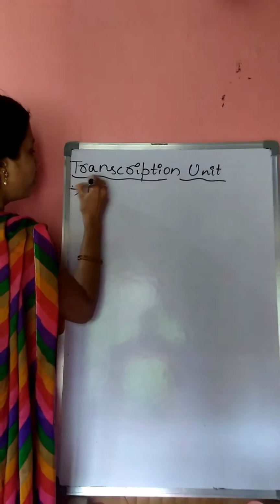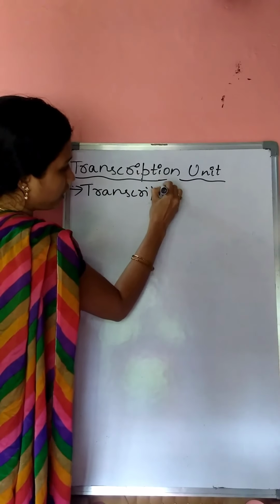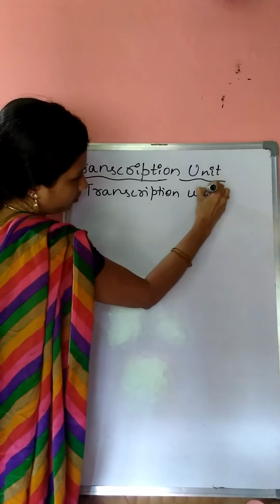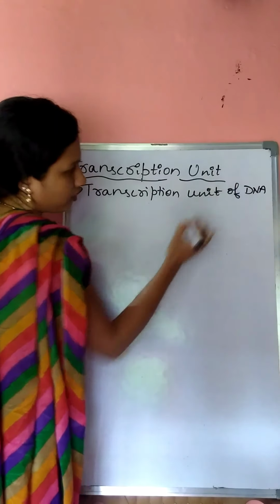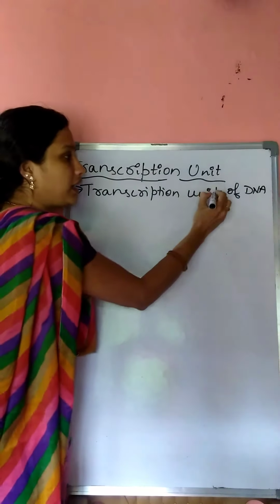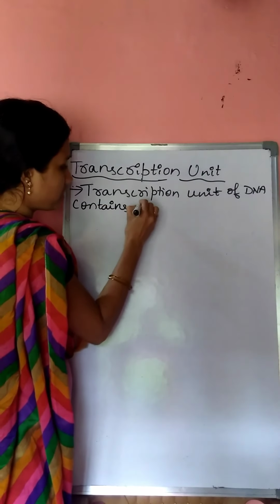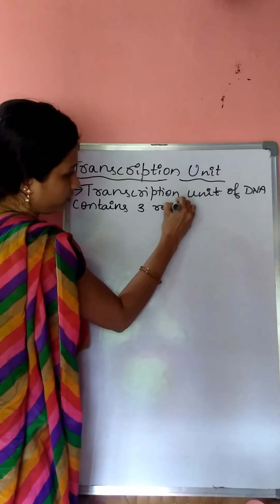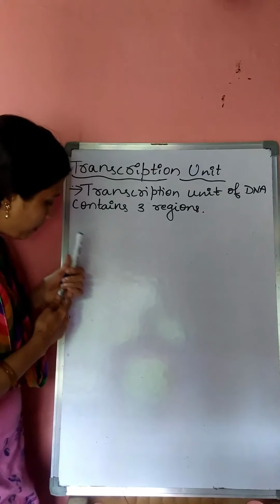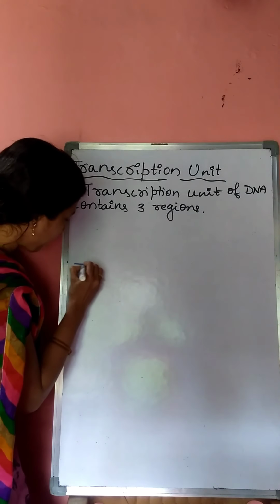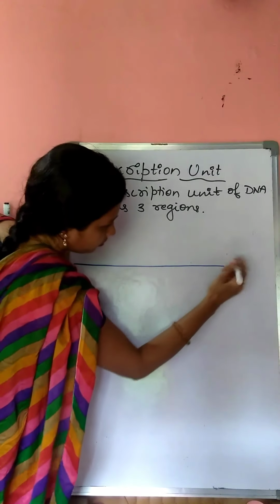Transcription unit of DNA. The transcription unit of DNA contains three regions. See, this is the transcription unit.